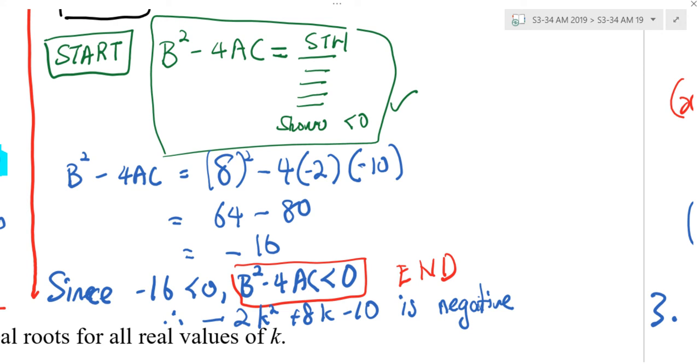Negative 16 is not less than X. There's no X in the question. Look at the question, is there an X alphabet there? No. There's only K. They don't even want you to find the value of X or K. They just want to ask you whether it is negative or not. Done? Okay. I do a summary.